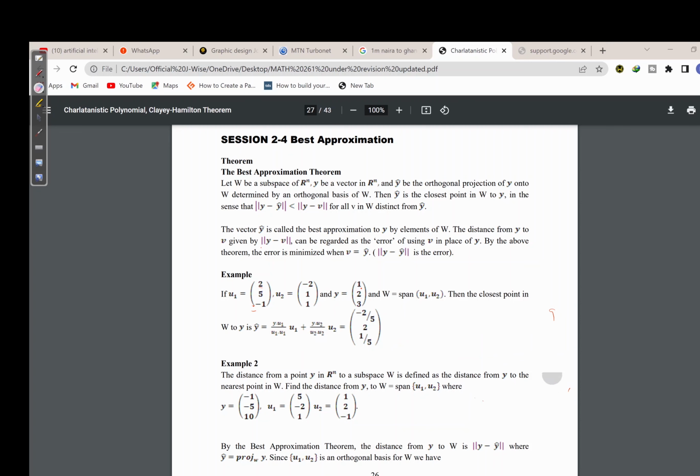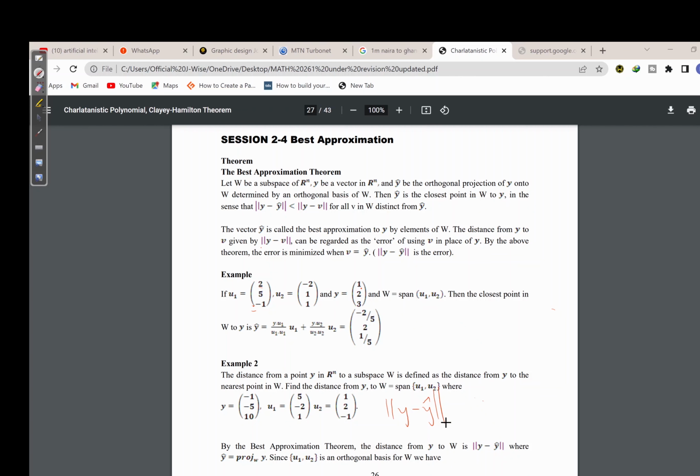Let's look at the second example. The distance from y in Rn to a subspace W is defined as the distance from y to the nearest point in W, right? We have to find the distance from y to W, so we have to find the distance from y to the nearest point in W. That's the norm of y minus y hat.